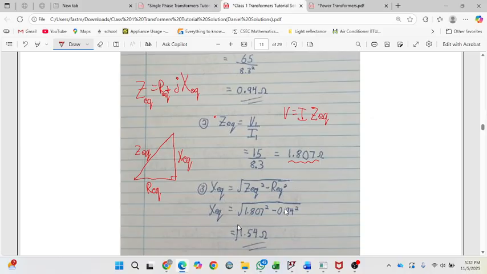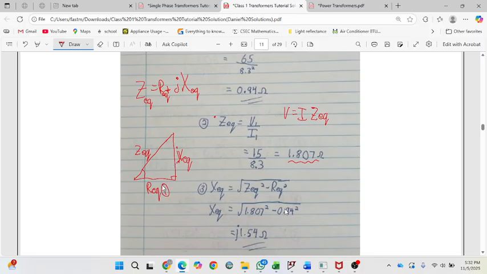So this triangle is a standard triangle, right? Because the X is j, which is our impedance, which is the vertical part, and the real is R. Okay, that makes sense. Same concept. So with that now, you calculate XEQ.